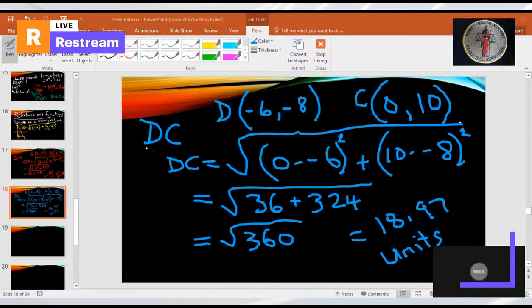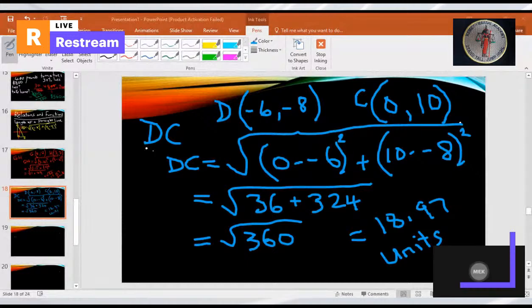Now we're going to look at the midpoint. All right, so Imani got 18.9 units. I'm only seeing Imani's answer. Where are my other scholars? Remember, you're to post your answers so I can see if you're doing the right thing.